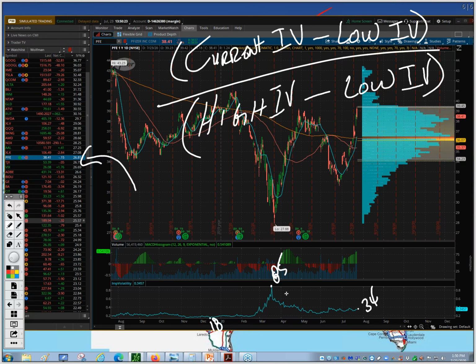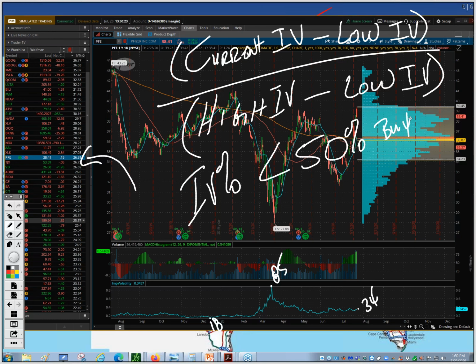Now, my rule is basically, if the IV percent is less than 50%, then you want to be buying premium. And if it's greater than 50%, you're going to be looking at selling premium.